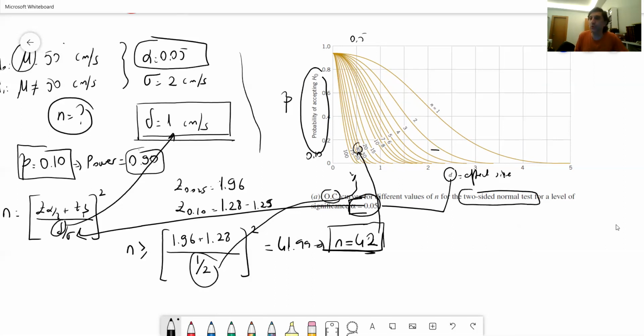Actually, next I'm not going to solve a question related to one-sided tests. They're going to have pretty much similar formulation. Instead of z alpha over 2, it's going to be z alpha. Everything else is the same.